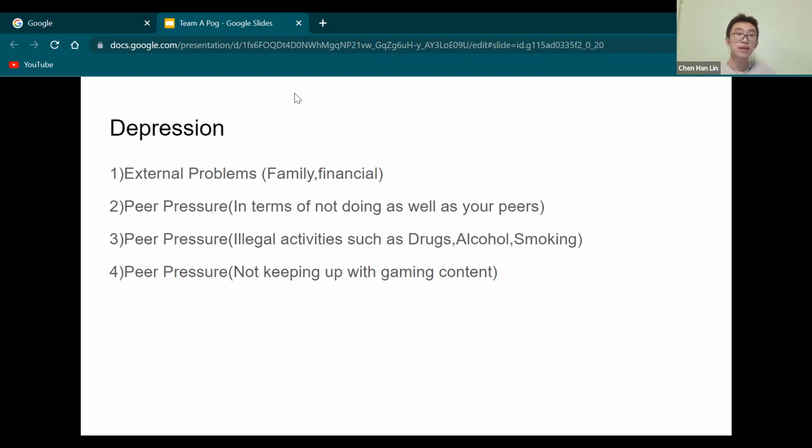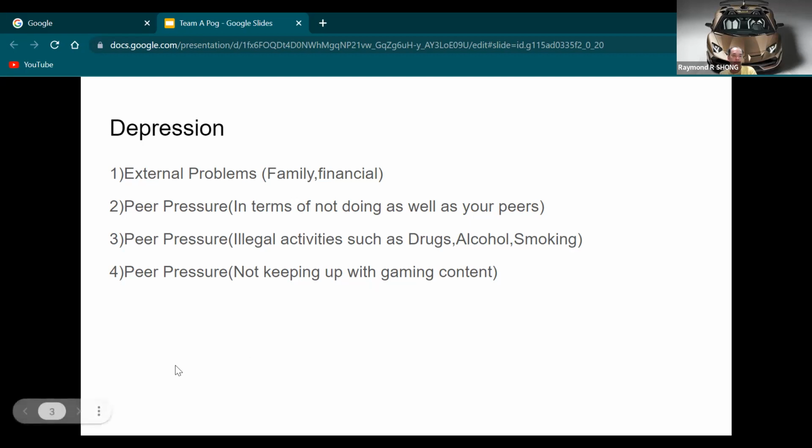Anyways, depression is usually not caused by the studies itself, because studies won't cause depression. It's usually caused by external problems, like in the family, financially, and also by many different types of peer pressure. There's a lot of peer pressure here, like in terms of not doing as well as your peers in exams, in studies, and illegal activities such as drugs, alcohol, smoking. You'll be pressured to do this with your friends. One more to add on is joining a gang, gangsterism. Okay, next one, not keeping up with the game. This is very common in your class, things like that. It's very competitive, the modern peer pressures for the 21st century kids, students.